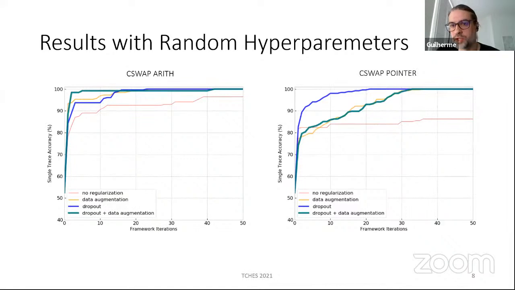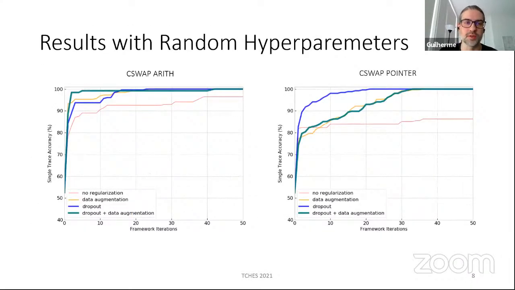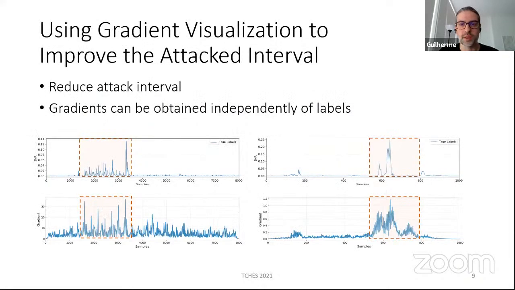But for the second one, the result doesn't improve. So testing with different cases, you can see that the results can get a bit better when you use a different combination of random hyperparameters. We also improve the bit results for some cases when we use gradient visualization to trim the interval. In this case, we can select a sub area of the trace in order to focus on where the leakage is happening.